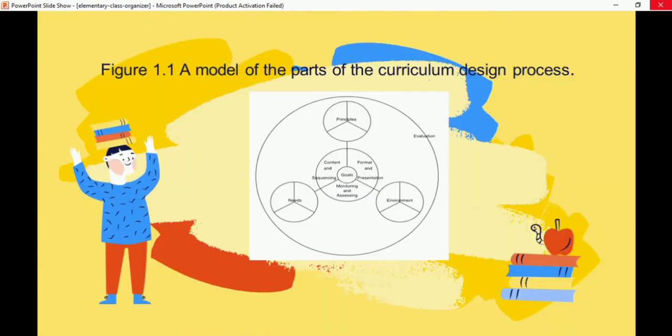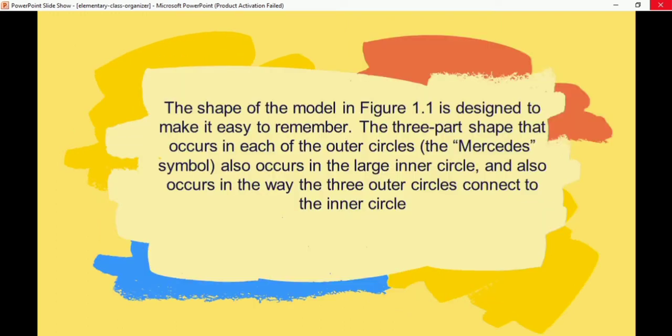Well, this is a picture of figure 1.1, a model of the parts of the curriculum design process. The shape of the model in figure 1.1 is designed to make it easy to remember. The three-part shape that occurs in each of the outer circles, the Mercedes symbol, also occurs in the large inner circle, and also occurs in the way the three outer circles connect to the inner circle.